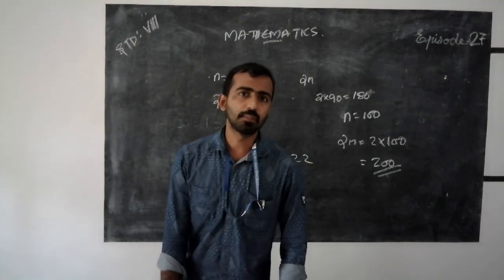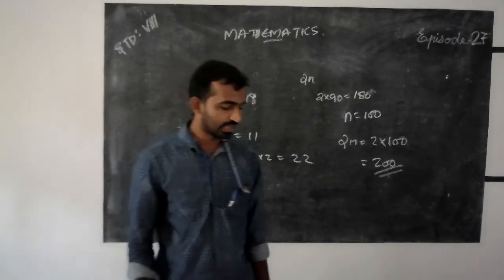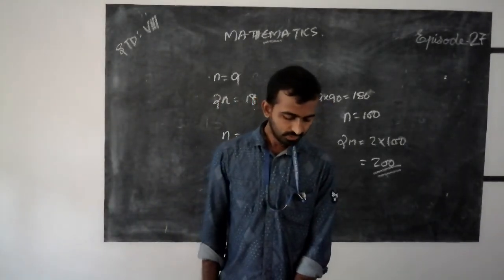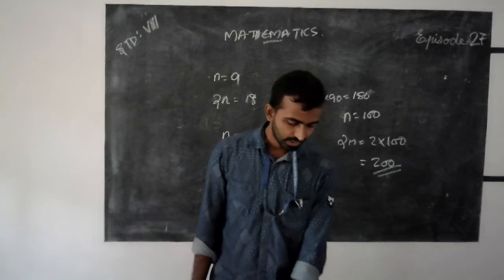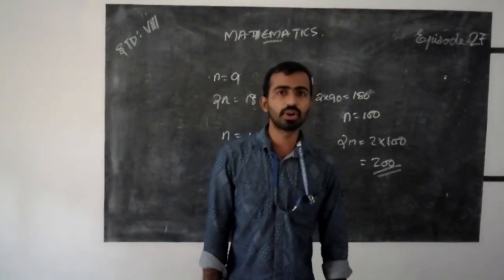Then how many non-square numbers lie between them? And next we are going to discuss adding odd numbers.